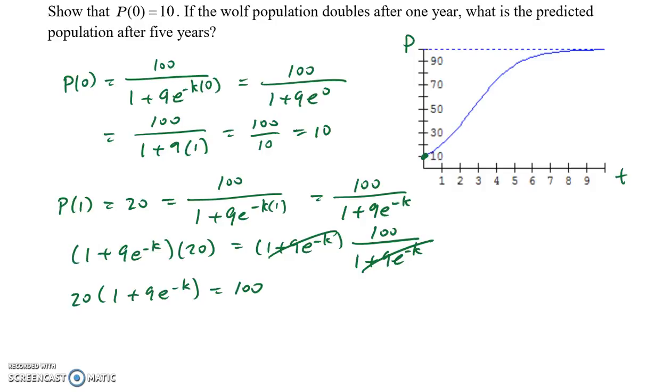The next step that would make sense would be to divide both sides by 20, particularly since 20 divides evenly into 100. So if we divide both sides by 20, we obtain 1 plus 9 e to the minus k equals 5. Then if we subtract 1 from both sides, I would have 9 e to the minus k equals 5 minus 1 is 4. Divide both sides by 9.